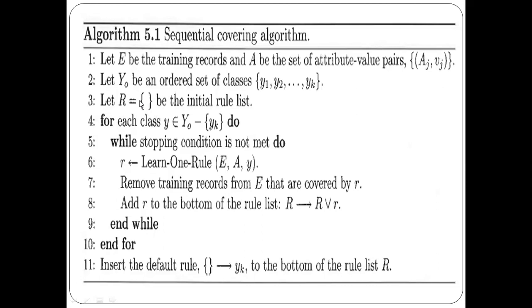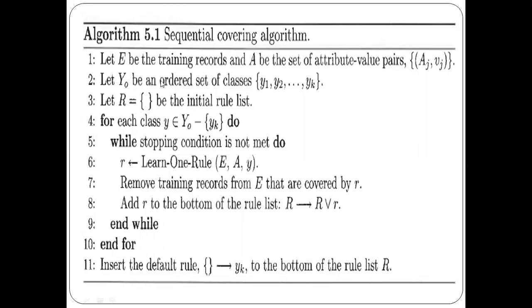As I said, this sequential covering algorithm will be extracting one rule at a time. So for each of the class labels Y belonging to Y naught, which is the set of classes, we will be extracting this Yk. Yk is nothing but each time the class label that we have chosen. So for example, for vertebrates, we have considered birds. So for the birds, we will be extracting the set of rules here.